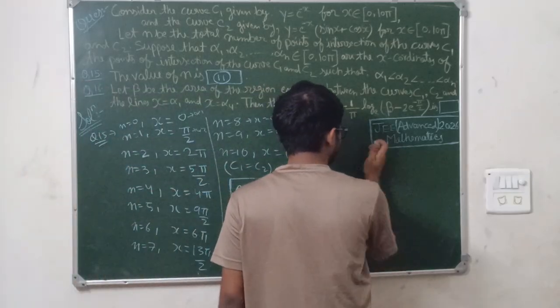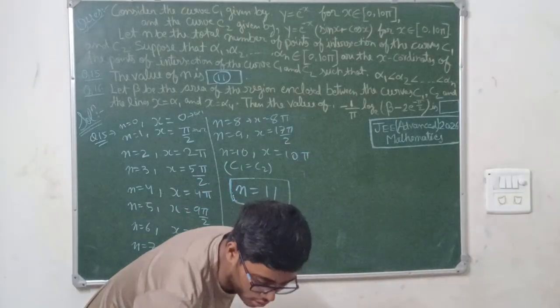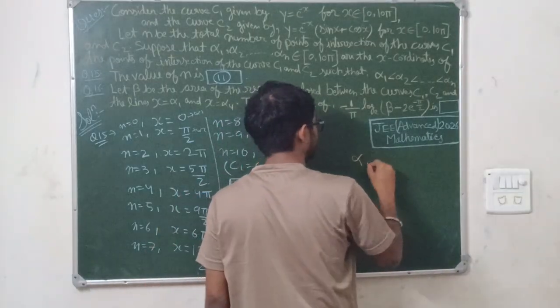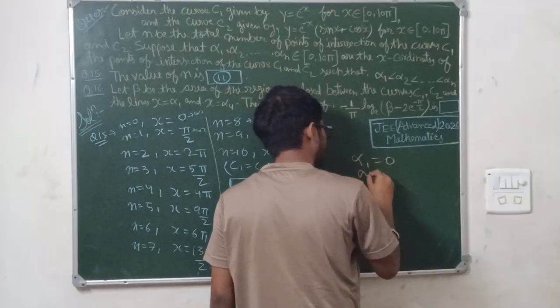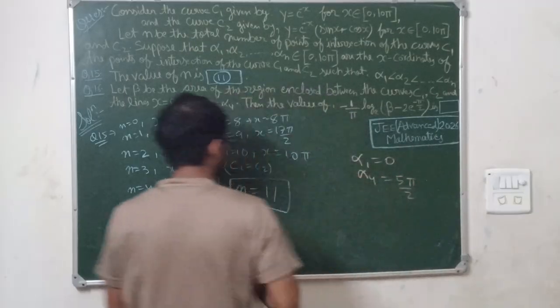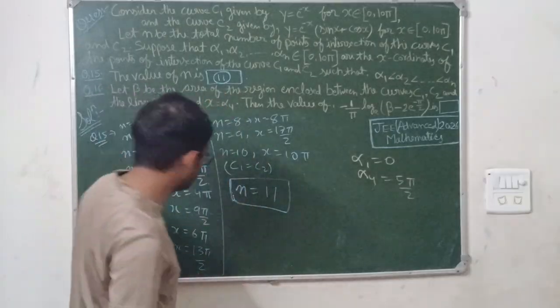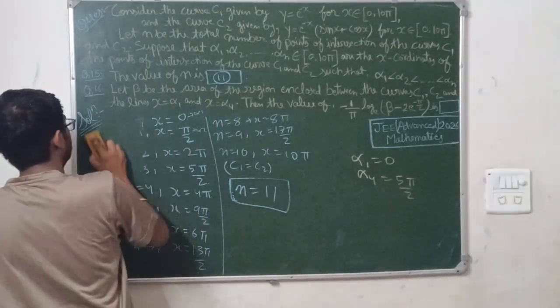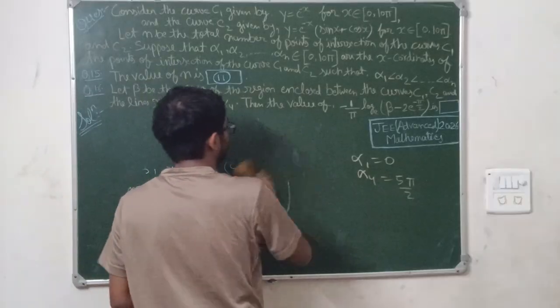So alpha 1 is 0. Alpha 4 is 5 pi by 2. That's it. So no need of this, we can rub this. Now we are solving part number 2.